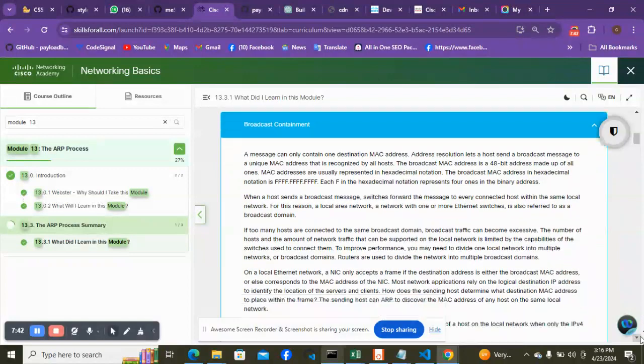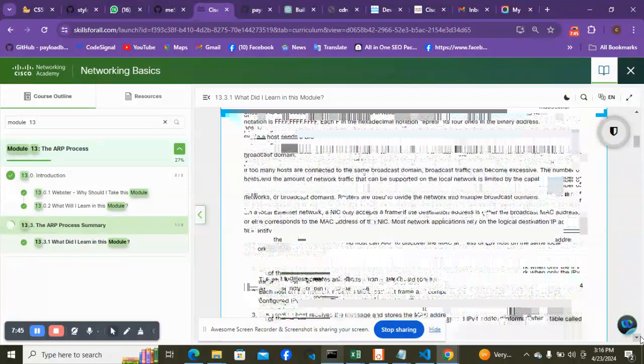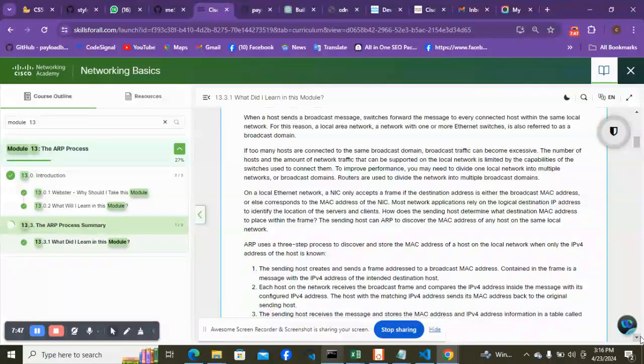On a local Ethernet network, a NIC only accepts a frame if the destination address is either the broadcast MAC address or corresponds to the MAC address of the NIC. Most network applications rely on the logical destination IP address to identify the location of the server and client. How does the sending host determine the destination MAC address to place within the frame? The sending host can use ARP to discover the MAC address of any host on the same local network. ARP uses a three-step process to discover and store the MAC address of a host on a local network when only the IPv4 address of the host is known.